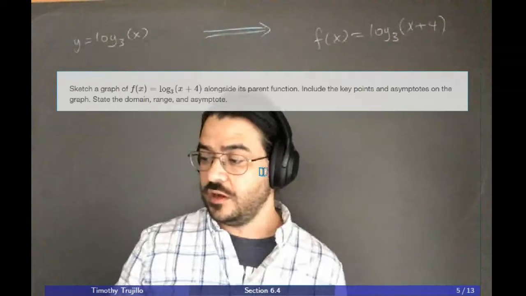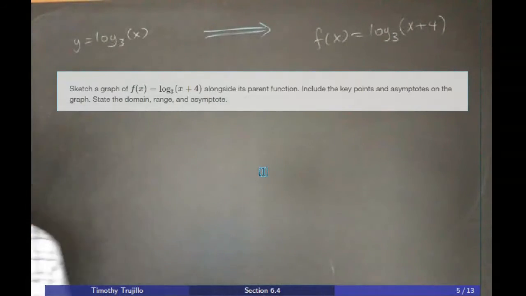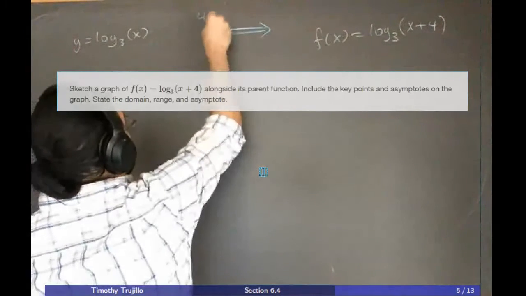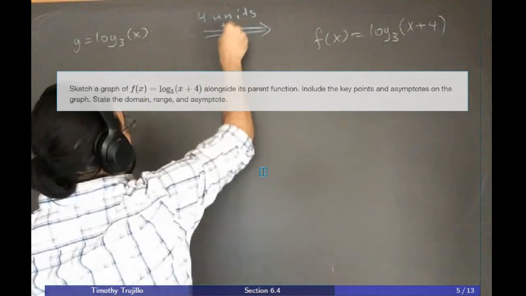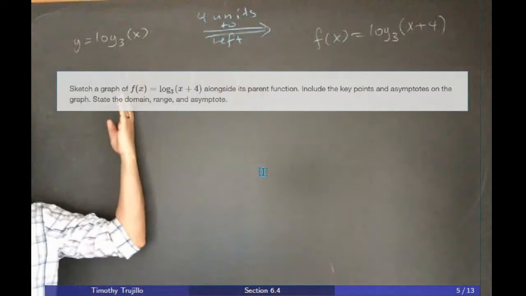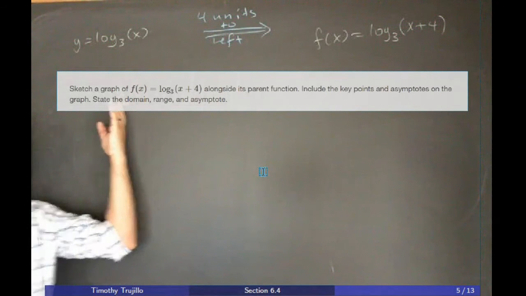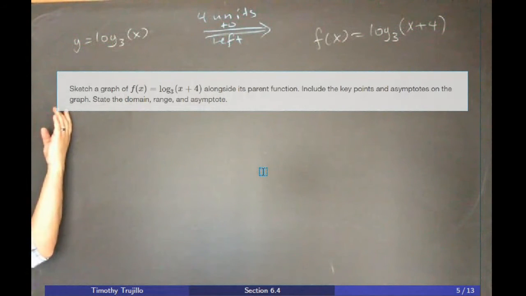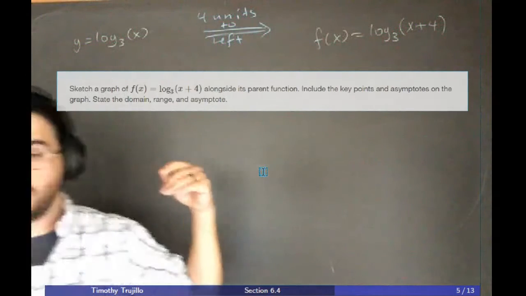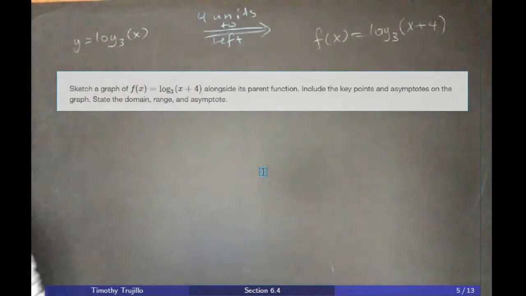This is just a quick review. Remember, when we add 4, it moves us, sort of counterintuitively, to the left, and in this case by 4 units. We should already see that the vertical asymptote is going to move from x equals 0, 4 units to the left, to x equals negative 4. So the vertical asymptote is now going to change to a different spot than if we were just looking at this one here.